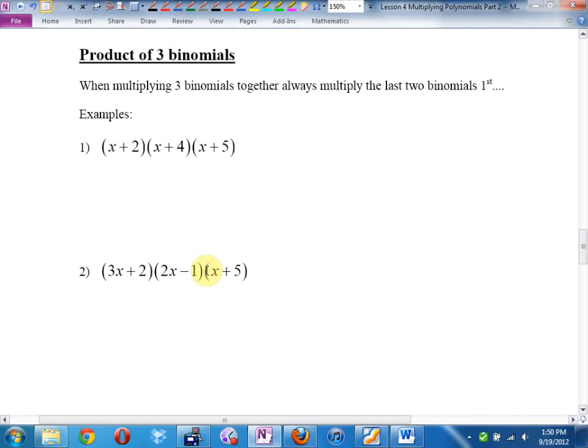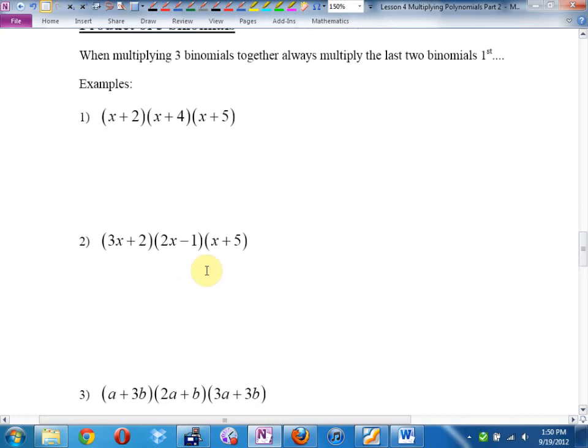What about if we're multiplying 3 binomials? Oh, I gave you a hint. Remember I said when there's 3 terms that you're multiplying together, what should you do? Remember what I said? Drop the first one down, multiply the last 2. Which is what it says underneath the heading right here, too, if you couldn't figure it out. Doesn't it say, when multiplying 3 binomials together, always multiply the last 2 binomials first? So, what looks tougher, number 1 or number 2?